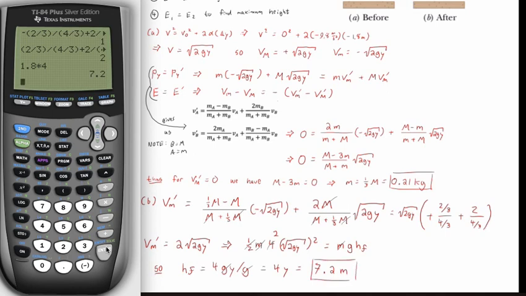Respectable height, only dropping it from about 6 feet above the ground. This thing is going to shoot up in the air to over 20 feet. So pretty neat. We saw here using conservation of energy and conservation of momentum in a collision between unequal masses, we can get a high launch. All right, thank you.